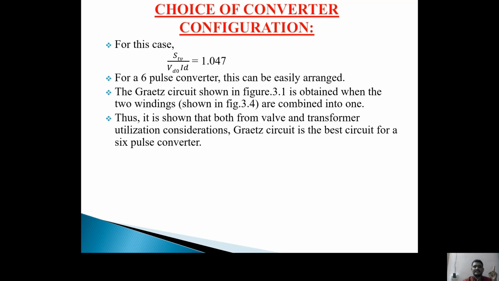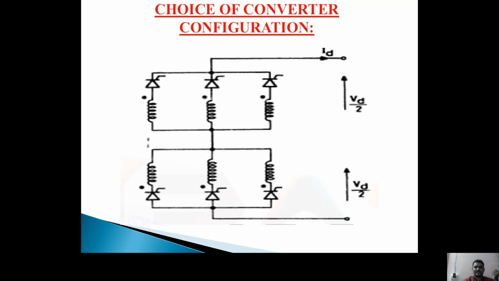That means we are taking the gate circuit that is shown in the first or second slide. Further, the gate circuit is obtained when the two windings are combined into one. Thus it is shown that both from valve and transformer utilization considerations, the gate circuit is the best circuit for a 6 pulse converter. This is the circuit for a 6 pulse converter using the gate circuit.